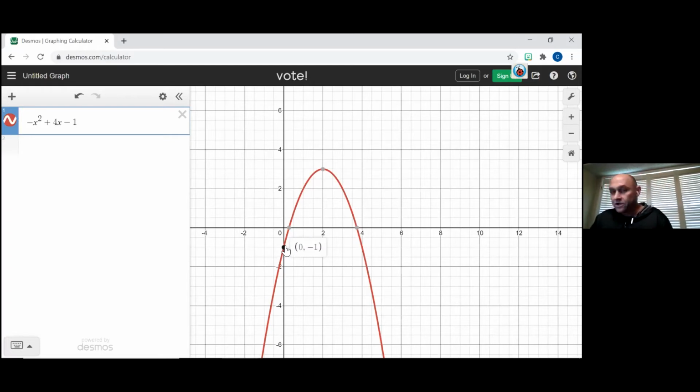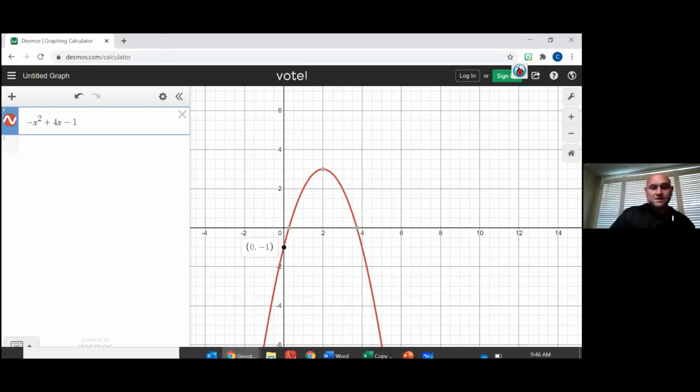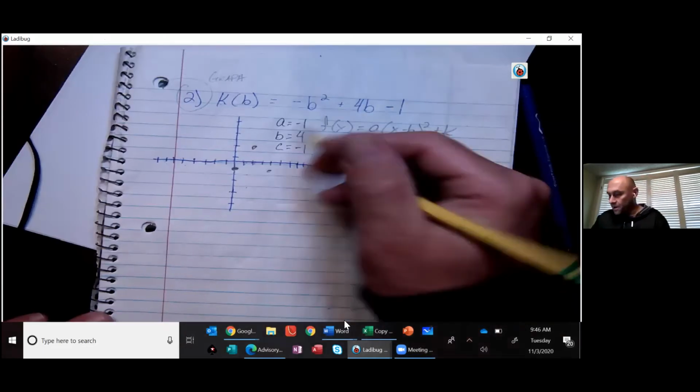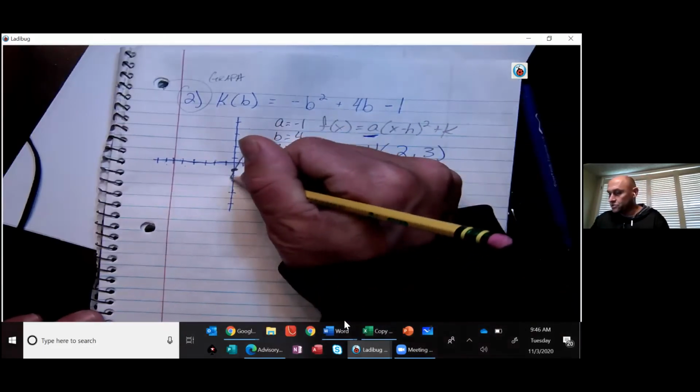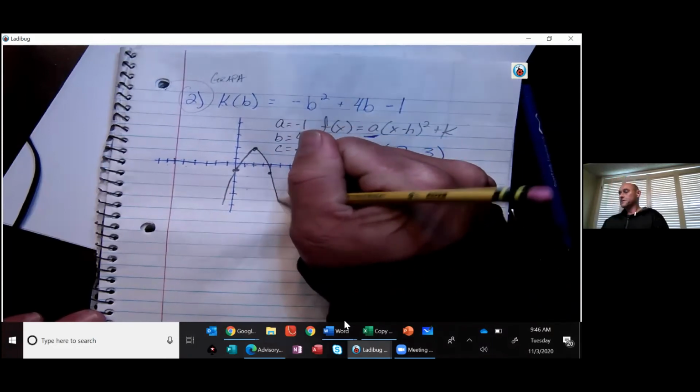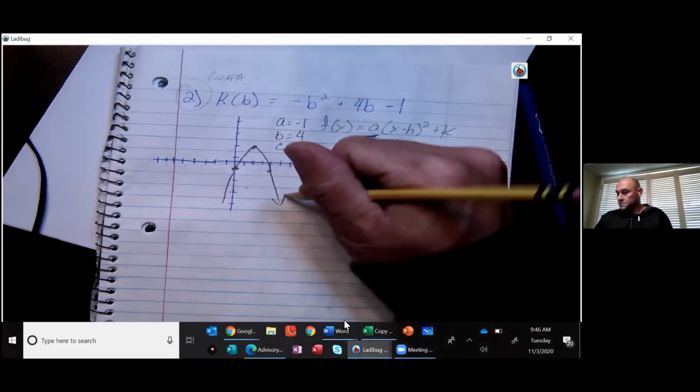Okay, let's go with my y-intercept: 0, -1. And so remember, my other one is going to be exactly the same distance away from the axis of symmetry, at 4, -1. So my points, and back to the graph. All right, so here I've plotted my points. I'm going to go ahead and draw my curve out best I can, not being an artist. That's why I teach math.